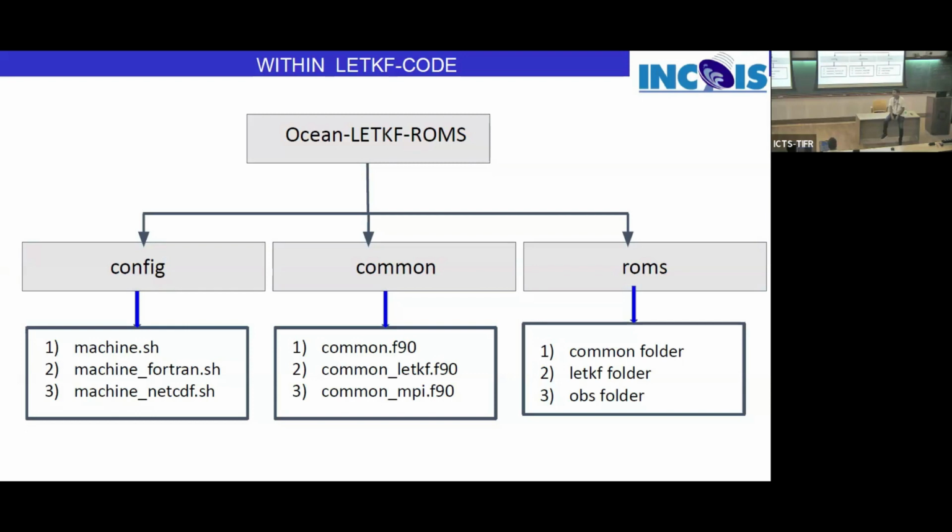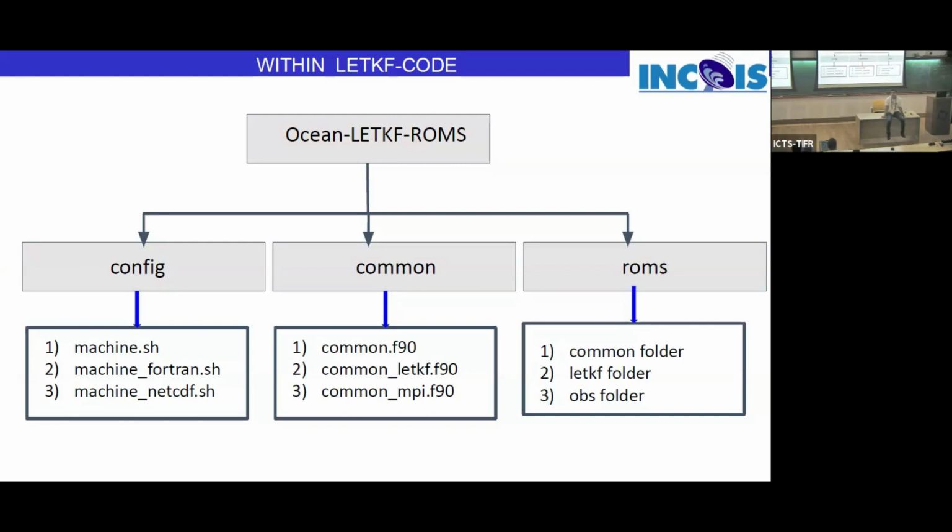In that config folder, you will find 3 shell scripts. One is machine.sh, one is machine_fortran.sh, and the other one is machine_netcdf.sh. Okay? So in the HPC that you will be working on, that HPC I am hoping has a name.